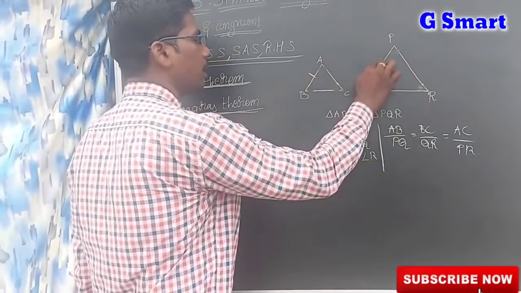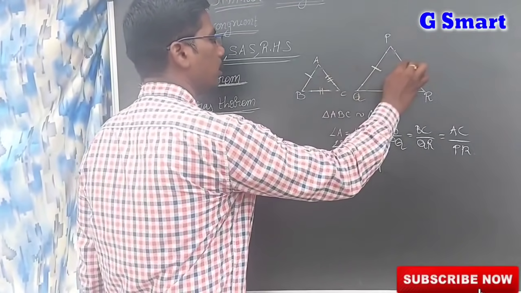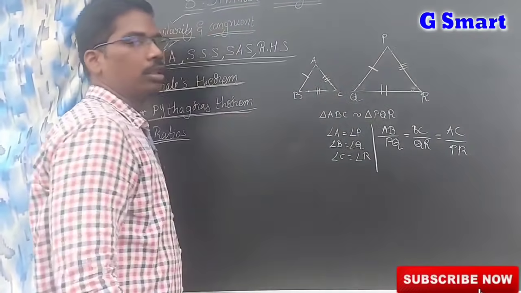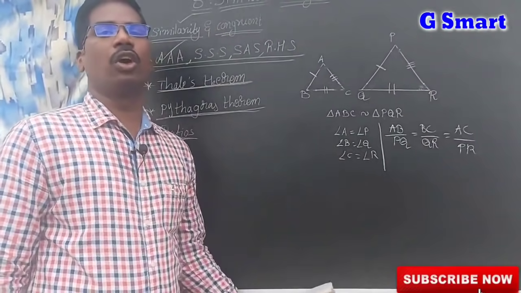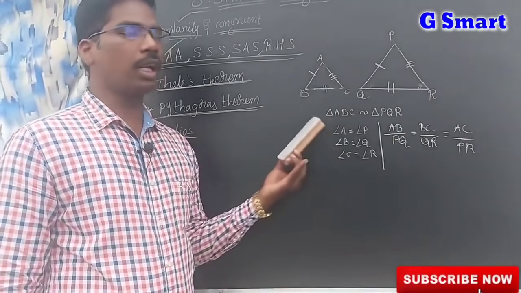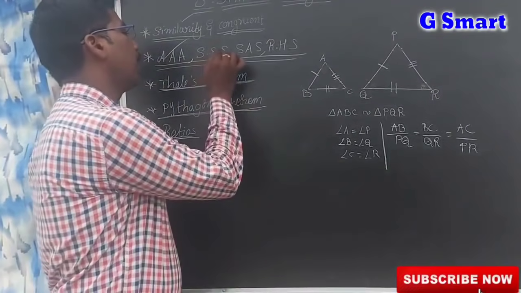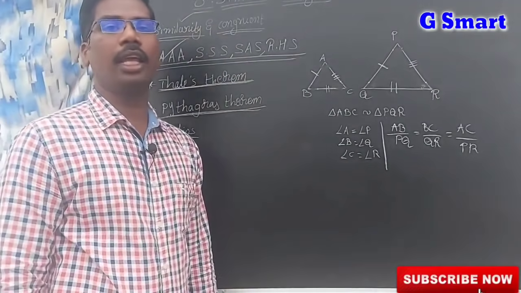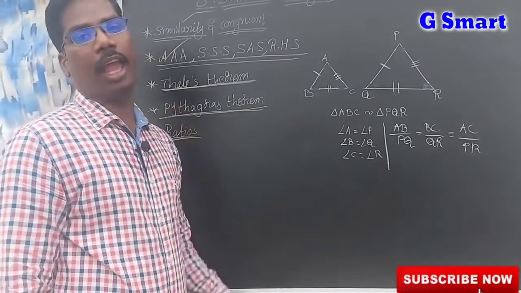This is the first side, this is the second side, this is the third side. In two triangles, if the corresponding sides are in the same ratio, then the two triangles are said to be similar to each other. That is called SSS axiom, side axiom. This is angle, angle, angle axiom.